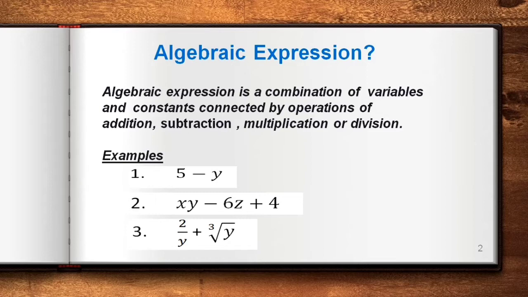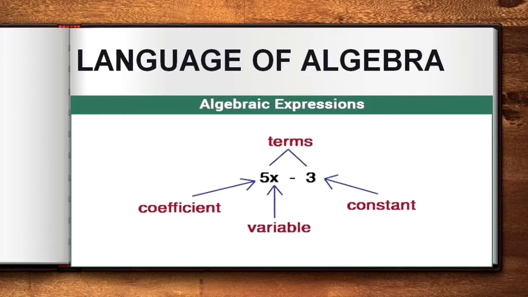The last one, 2 by y plus cube root of y. 2 by y is 2 divided by a variable y, plus cube root of y, which is again a variable. Therefore, the third one is also an example of an algebraic expression. Now we will learn some terms, some jargon which are used in the language of algebra. Let's go ahead and explore them.